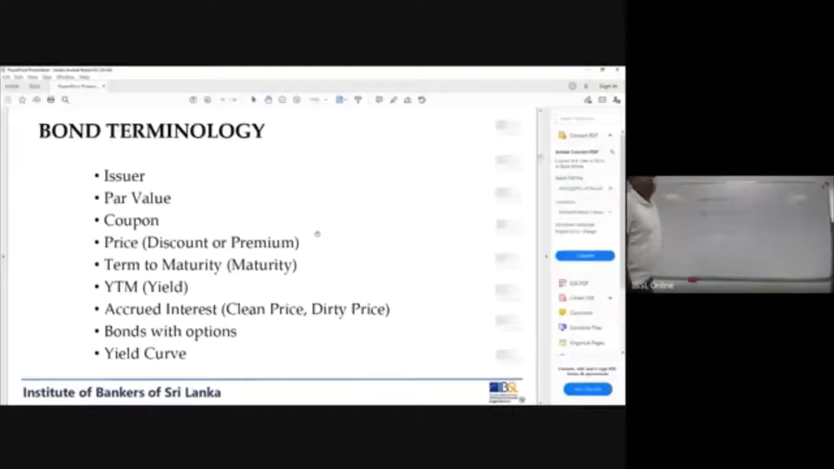Then bond terminology. Although these terms sound complicated, believe me, they are very, very easy. Just basics. The only thing is you have fancy terms.